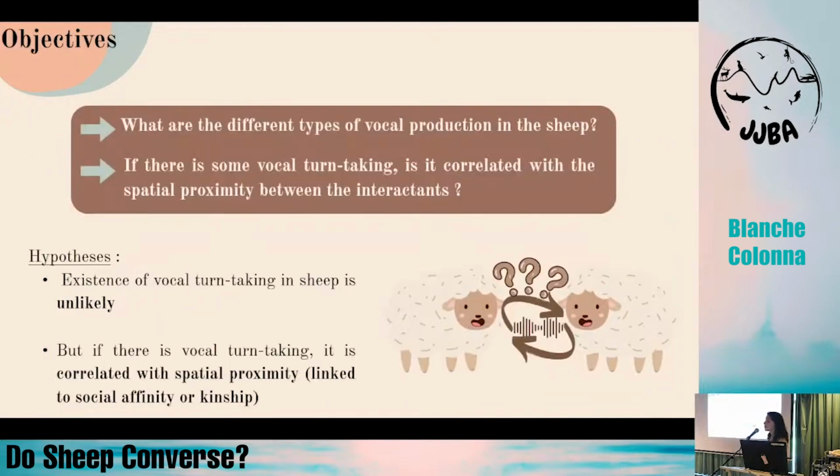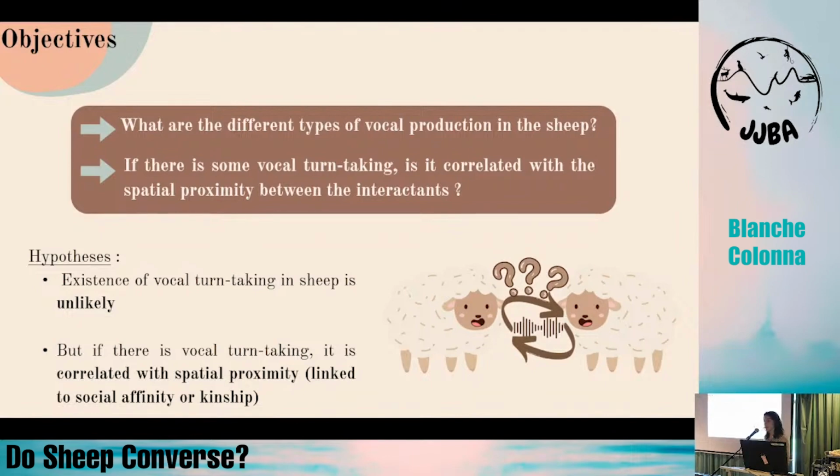So my main questions were: what are the different types of vocal production that we can find in sheep? And if we have some vocal turn-taking, which is a type of vocal production, is it correlated to the spatial proximity between the interactants? The spatial proximity here is used as a proxy of the social affinity. My hypothesis was that, due to the fact that sheep are less known to have sophisticated cooperative behaviors, the existence of vocal turn-taking is unlikely. But if there is, it could be linked to the spatial proximity or the kinship between the interactants.